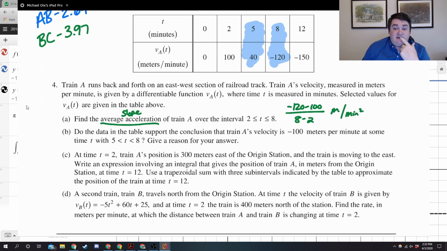And that needs to be said in the problem. Did they tell me in this problem that the function v sub a is continuous? And the answer is kind of. What did they actually tell me? They tell me it's differentiable. Is that the same thing? Well, it's not the same thing, but to be differentiable, you have to be continuous. Okay? But we have to say that.